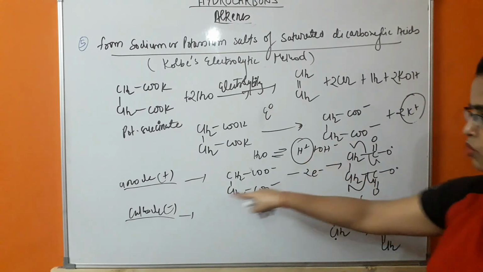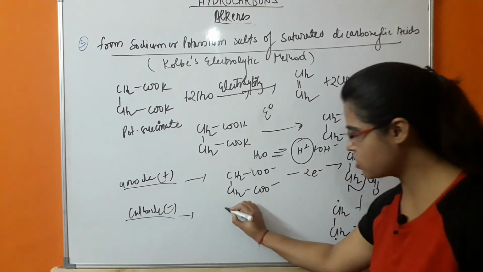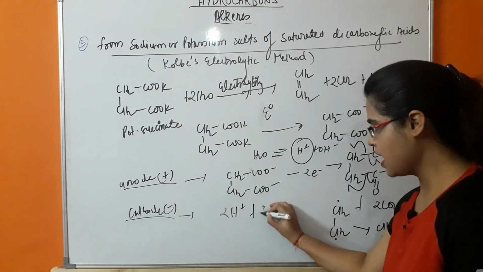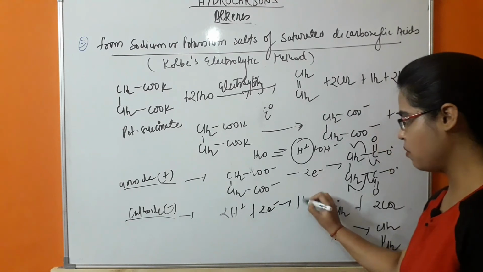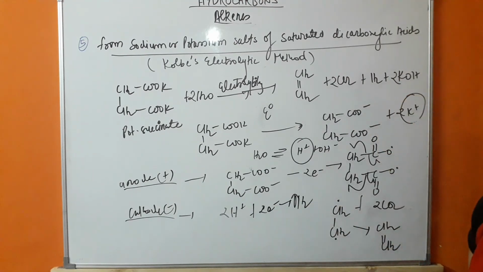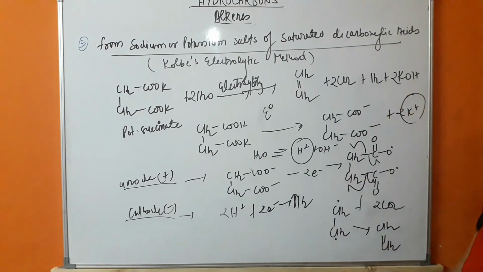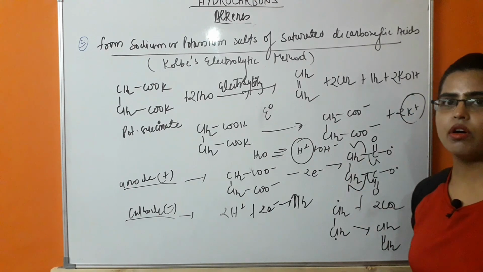So the ion which is moving towards the cathode, that is 2H plus, will take away 2 electrons, and there will be formation of an H2 molecule. It evolves at the cathode, behaving as a byproduct, whereas K plus will be present as KOH. So this is the preparation method of alkene.